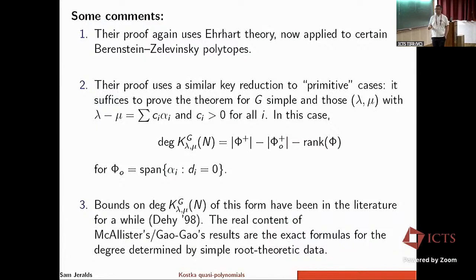So I think the real content of both McAllister's and Gao's results is that you can get exact formulas for these degrees determined by very simple and easy to read off root theoretic data. That, I think, is the key insight of a lot of their work. That's where we're going. Once you see this, this starts to scream geometry, because this should look like the dimension of a thing. The question is, what is the thing?